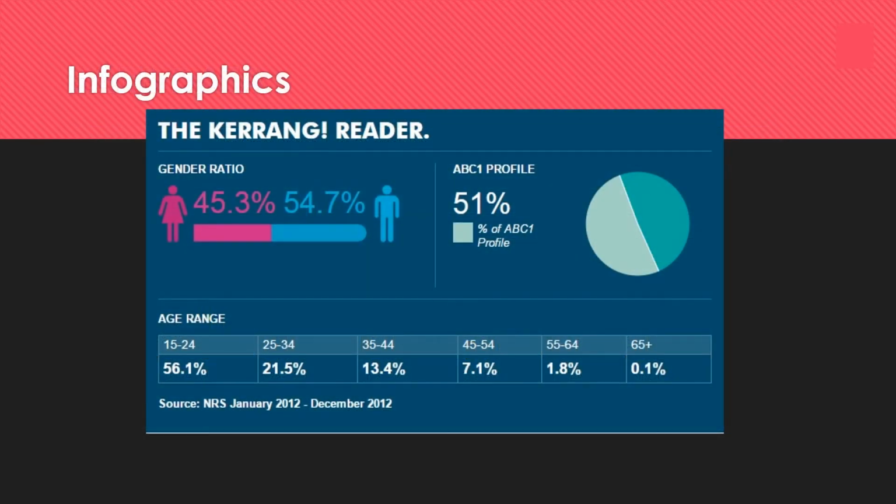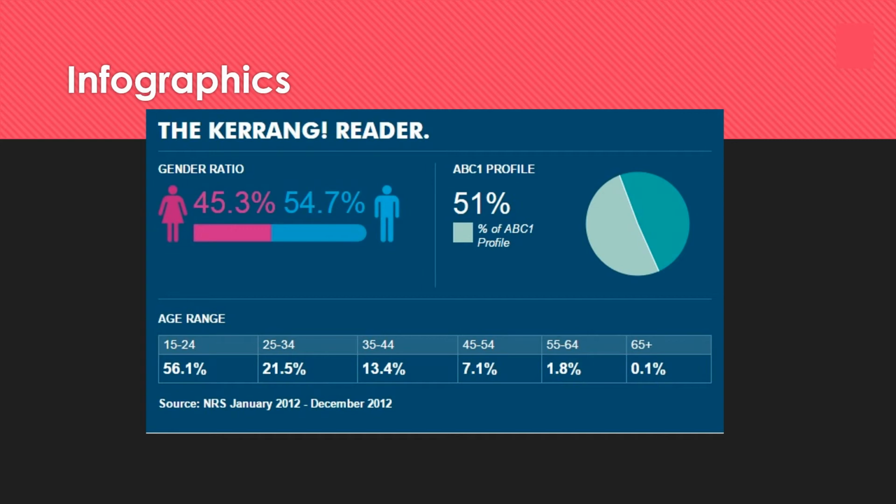All of this data allows us to create these fancy things called infographics, which are a nice visual way of representing an audience. This one uses some NRS or PAMCO data, and it's created a profile for the Kerrang reader. The Kerrang magazine has a reader audience profile where the gender is pretty evenly split, but more towards males. It's almost 50-50 for ABC1.